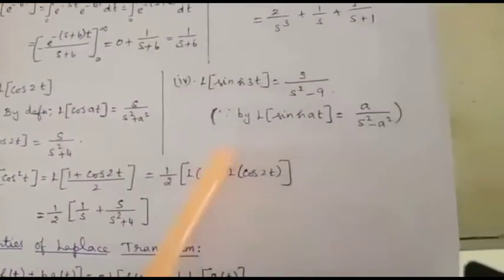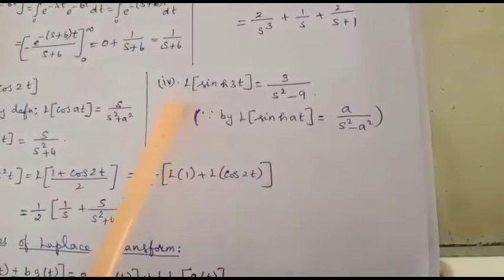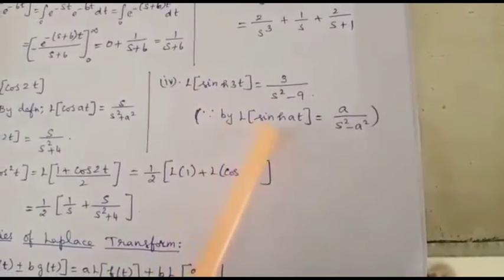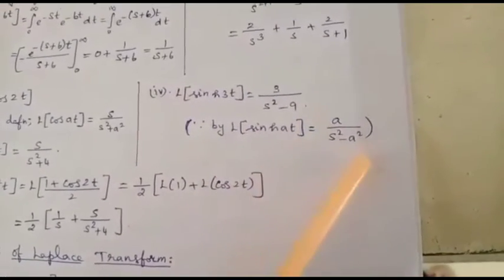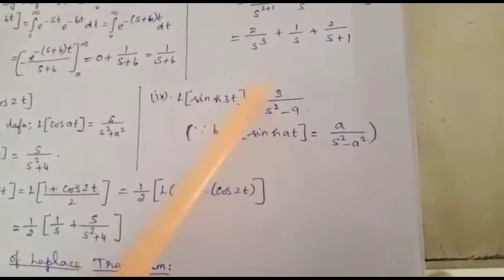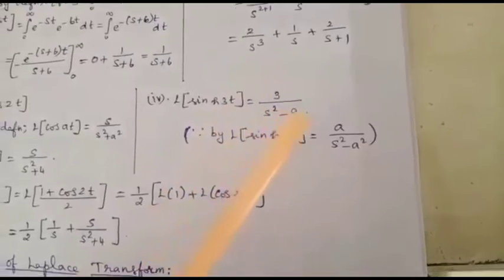Then the next problem is you have to find the Laplace transform for sin h 3t. By using the formula L of sin h at equals a by s square minus a square. In your function a is 3. So you can replace, and from that you are getting 3 by s square minus 9.